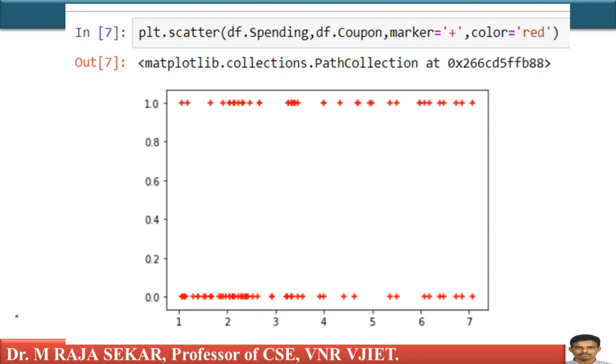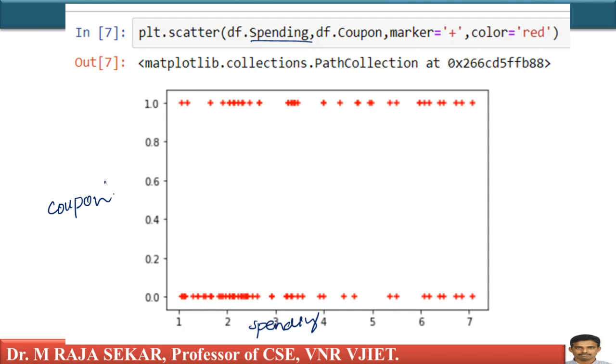So you can understand, you cannot apply linear regression. Why? Because there is no straight line. Therefore, you cannot apply linear regression. No way. We cannot construct a line, because here the x variable is spending and spending is continuous. What about the y variable? Y variable is coupon, isn't it? Let me repeat, x variable is spending. Spending is a continuous variable, and y variable is whether a person used a coupon or not.